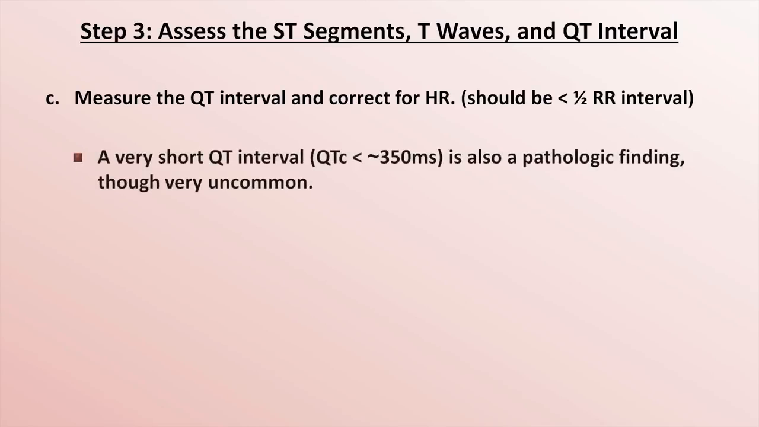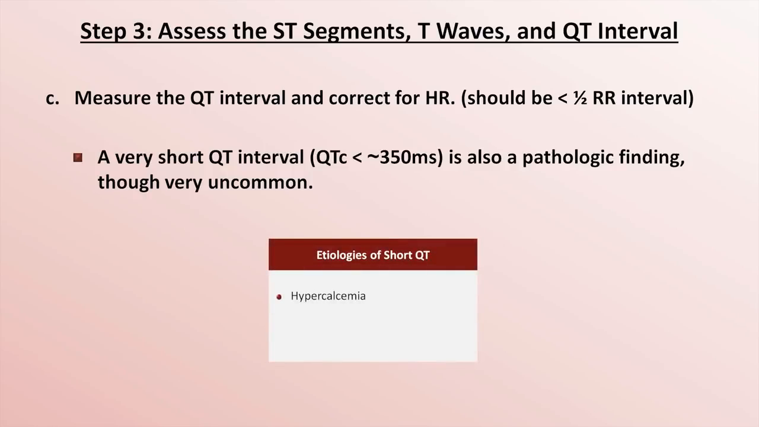An unusually short QT interval is also a pathologic finding, albeit an extremely rare one. The etiologies of this are hypercalcemia and the very rare congenital short QT syndrome. Both long QT and short QT syndromes are associated with an increased risk of sudden cardiac death.